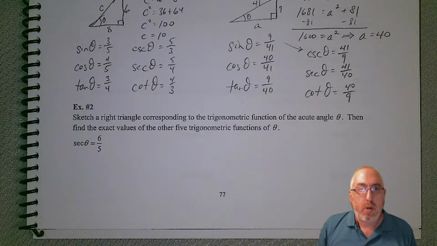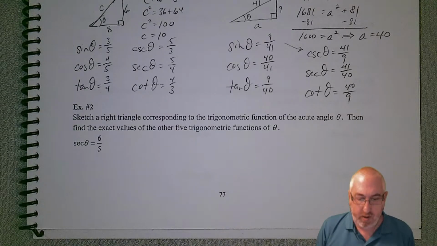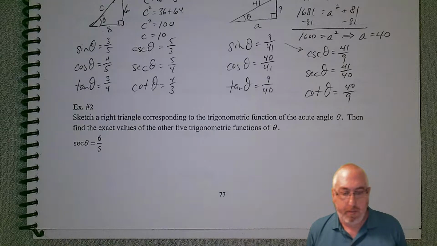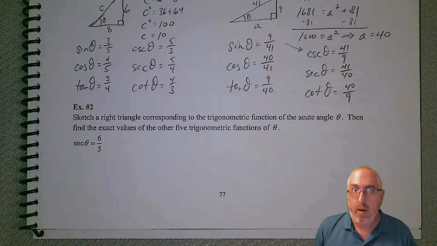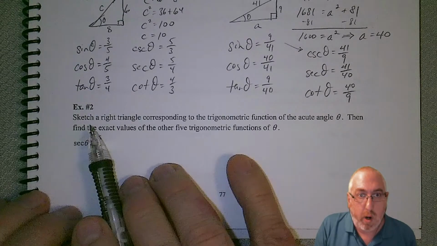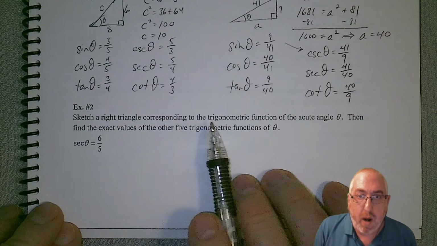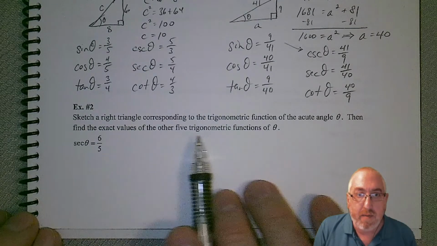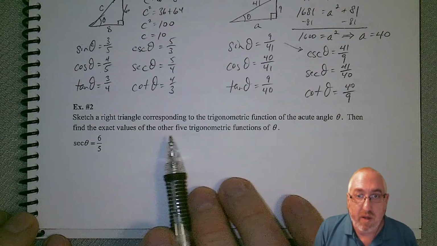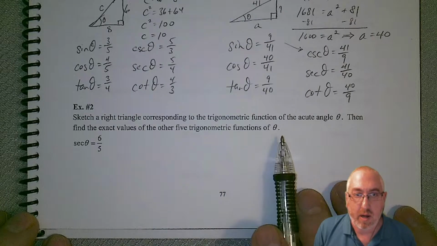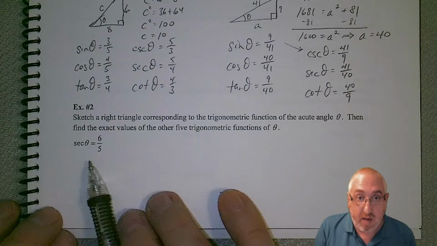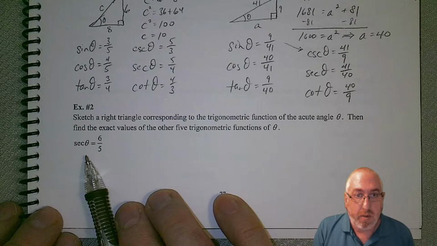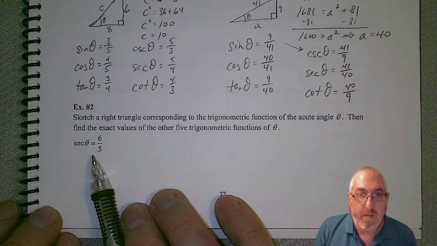Howdy folks. So now that we have a little bit of understanding of our right triangle trigonometry, let's try another applied problem. So this one's wanting you to sketch a right triangle corresponding to the trigonometric function of the acute angle theta, then find the exact values of the other 5 trigonometric functions of theta. All right, so based off of this information, we have the secant of our angle theta is 6/5.